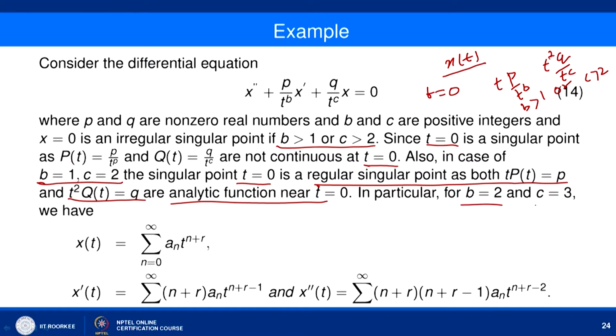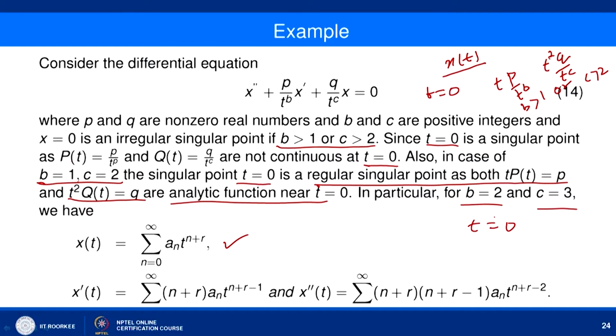But in particular, if we take a value of b greater than 1, let us say b equal to 2 and c equal to 3, we try to show that in this case we will get one Frobenius series solution. So for that let us assume that the solution is given as x(t) equal to summation n equal to 0 to infinity a n t to the power n plus r. Let us see whether this solution will work for this equation or not. We already know that for b equal to 2 and c equal to 3, t equal to 0 is not a regular singular point. So let us see whether it will work or not.